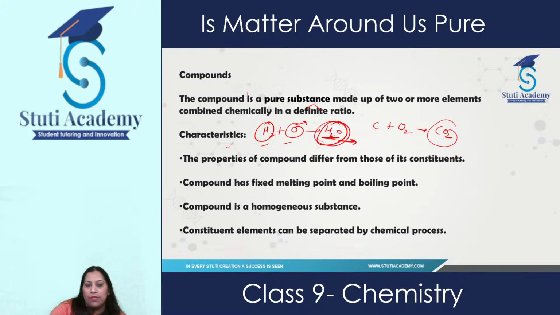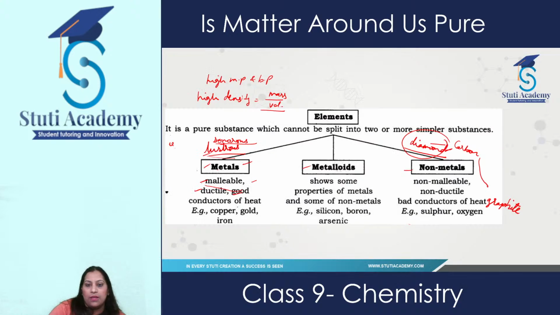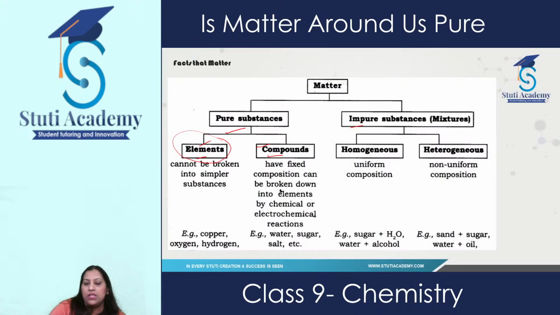So I'll just revise whatever I have discussed with you today. I have discussed about matter, how we chemically classified matter into different categories, pure substances and impure substances. Impure substances are known as mixtures. Pure are 2 types, elements and compounds. Impure are of 2 types, homogeneous and heterogeneous. We'll study about these in detail later.